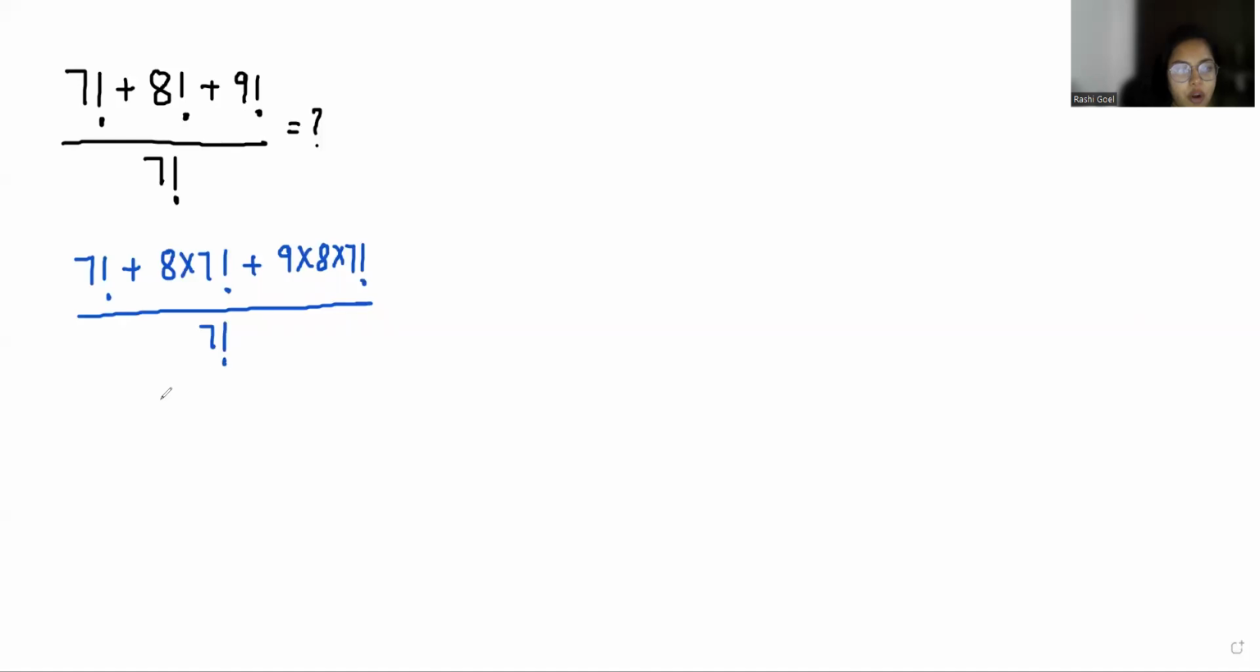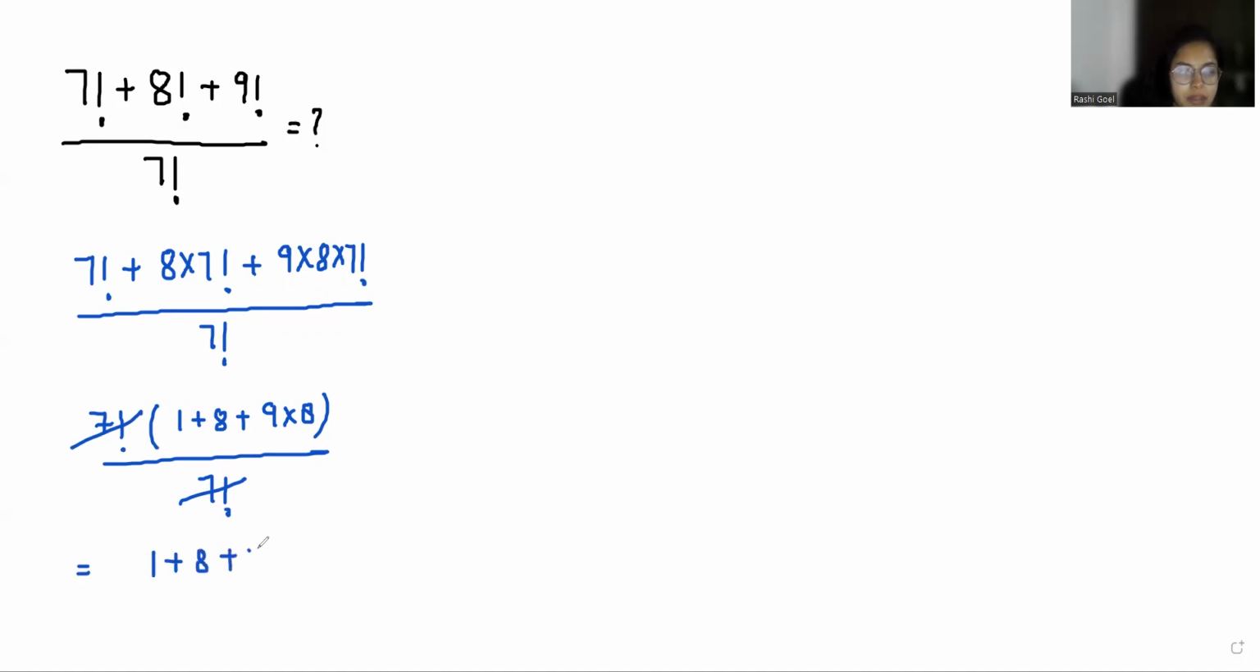So from the numerator, I can take 7! as common. So what is left? 1 plus 8 plus 9 times 8, divided by 7!. So we can cancel out the 7! from numerator as well as denominator. So 1 plus 8 plus 9 times 8 is 72. Now 1 plus 8 is 9 and 9 plus 72 is 81. So our final answer is 81.